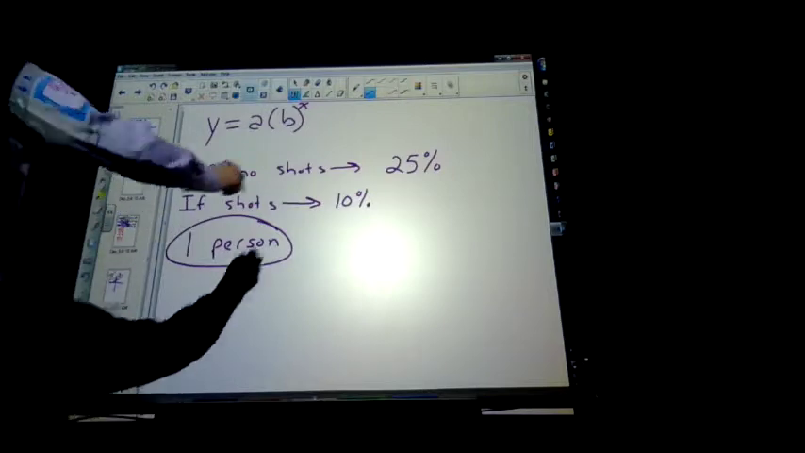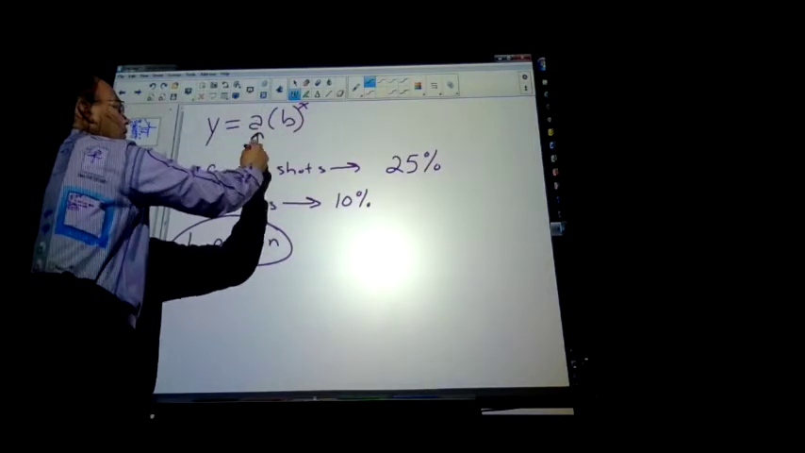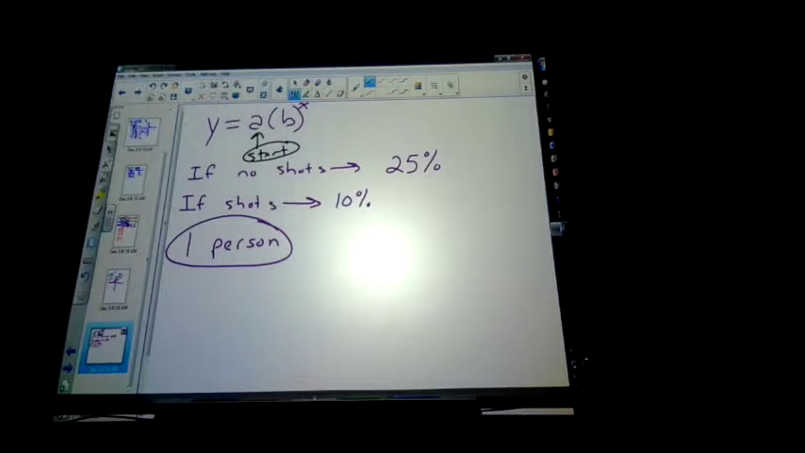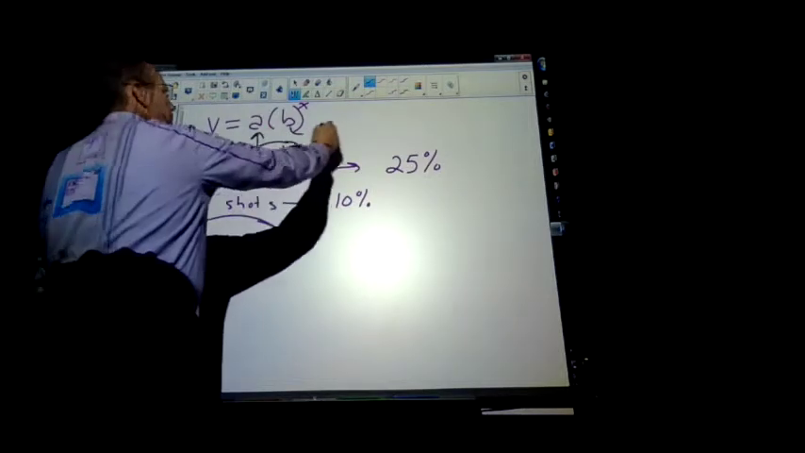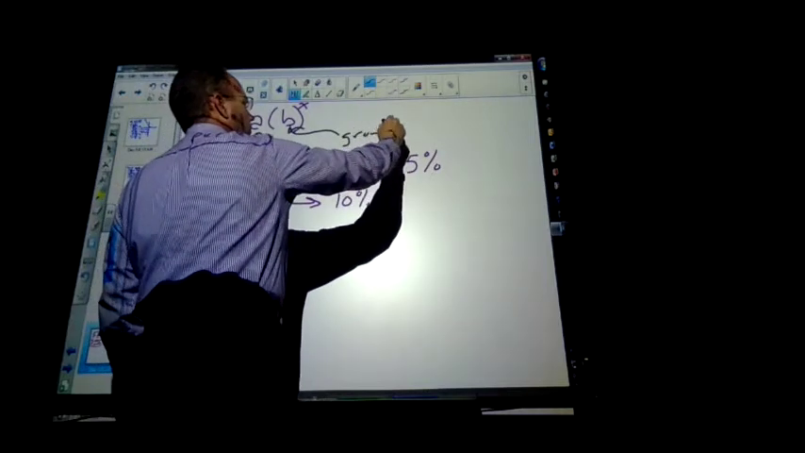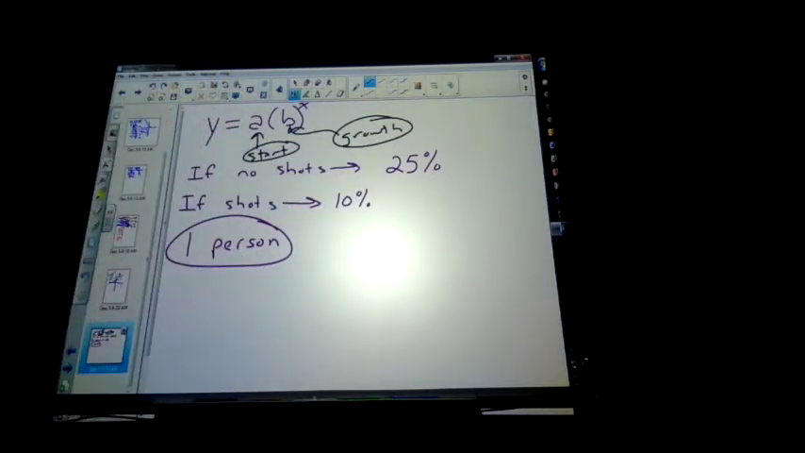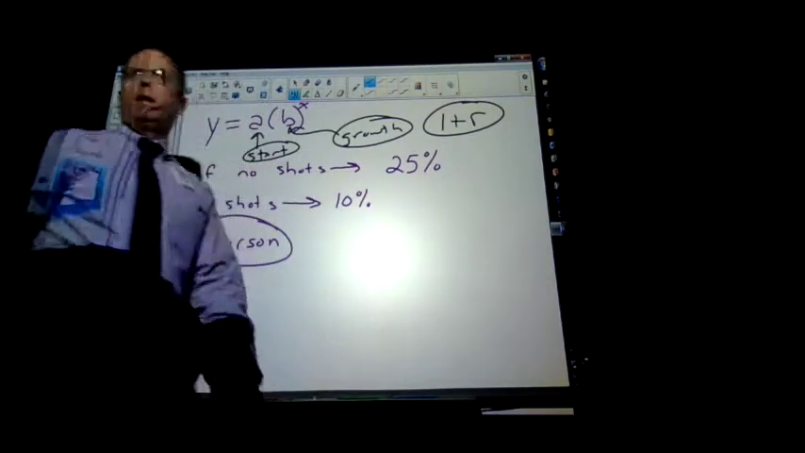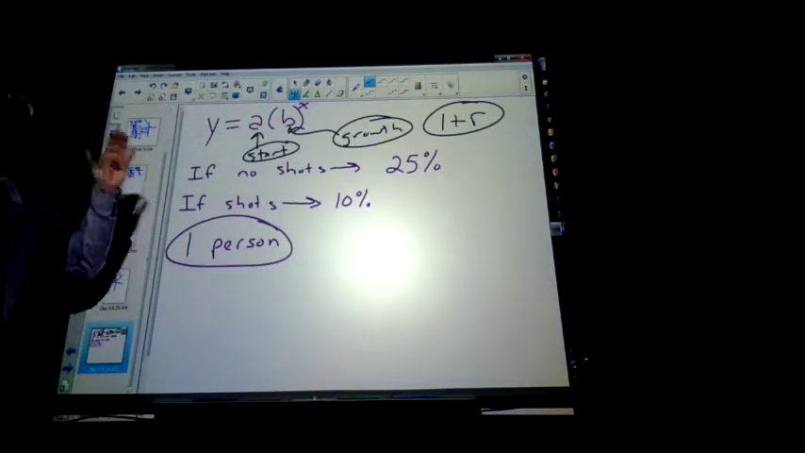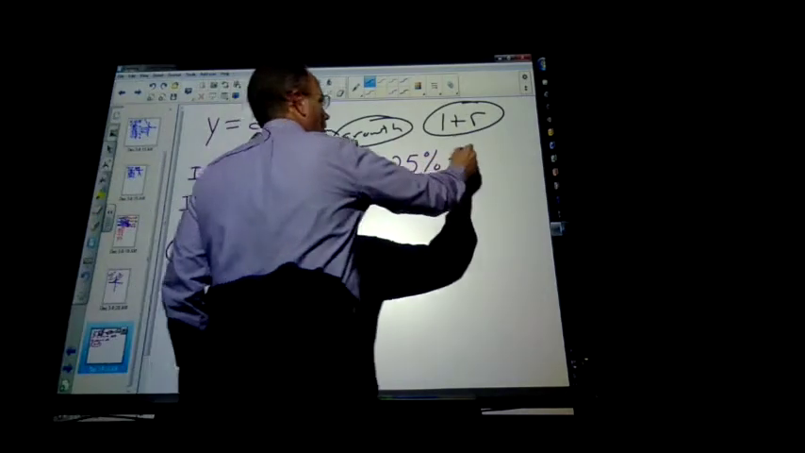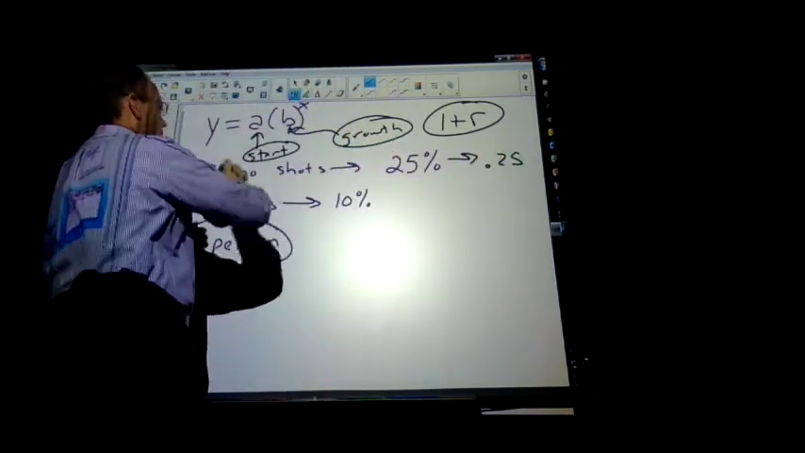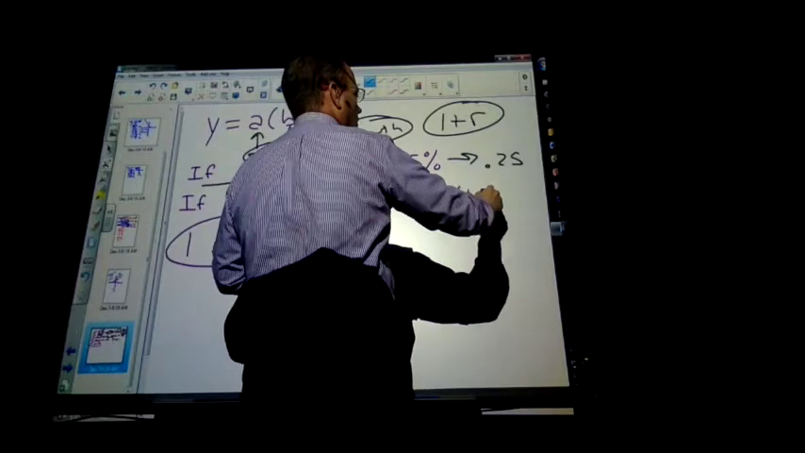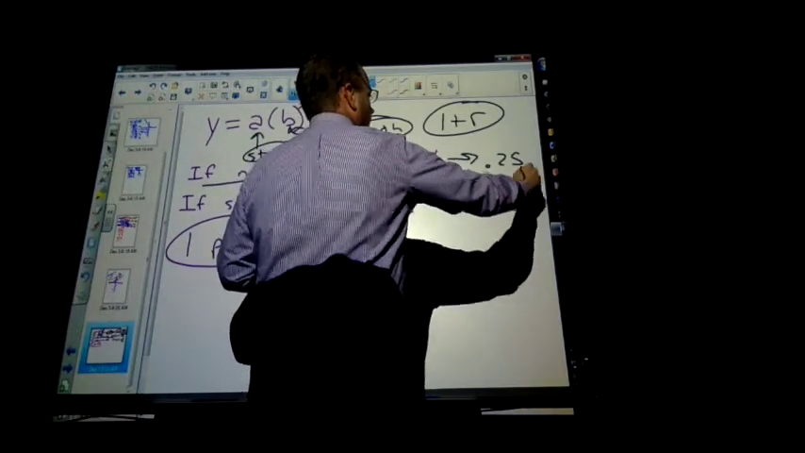So our starting point on using this type of equation is here. My start on this problem is going to be 1. And then B is our growth factor. The growth factor is usually written as 1 plus r because it's growth. So I'm going to take 25% and convert it to a decimal, so I'm going to make this 0.25. So if I use this equation, y equals 1 times (1 plus 0.25) raised to the x power.